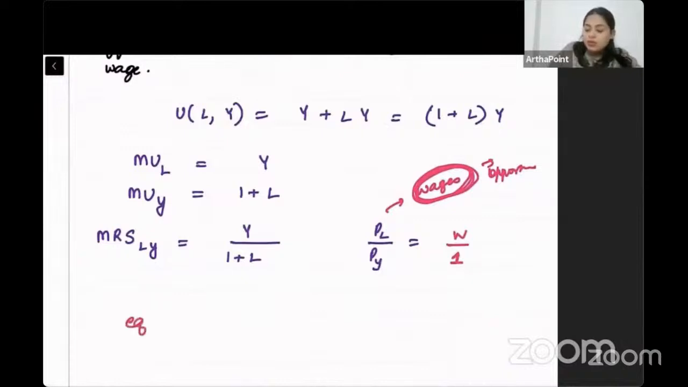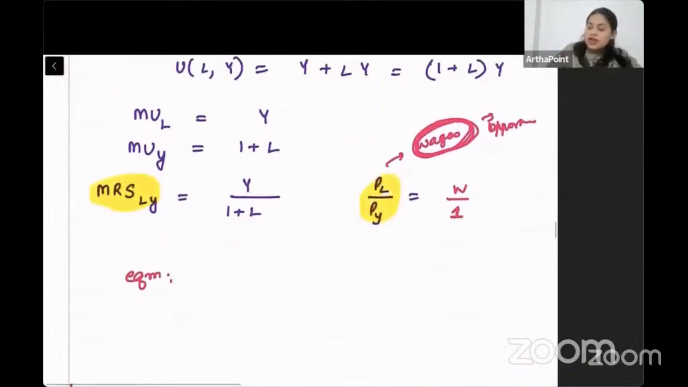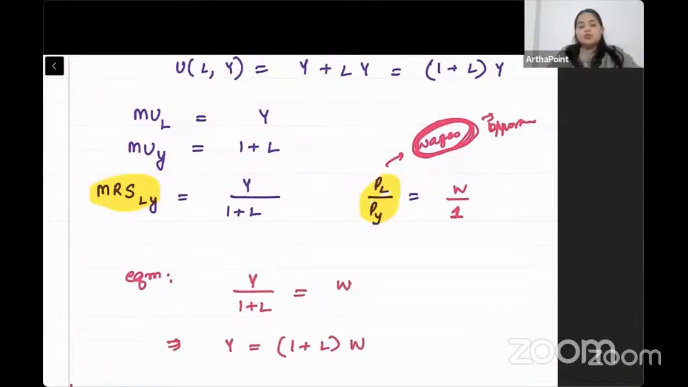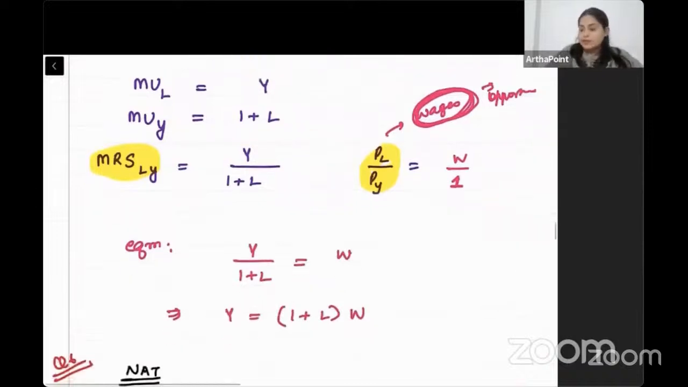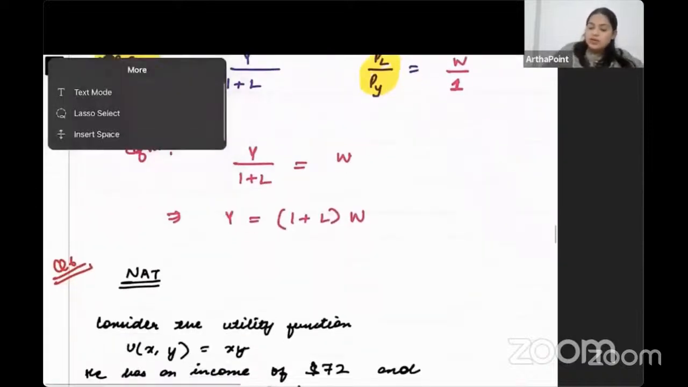Now your equilibrium is where your MRS should be equal to the price ratio. So try and equate the two. What will you get? y upon 1 plus L is equal to W. So you will get y is equal to (1 plus L) into W. This is what you will get. Now let us try to take this forward.